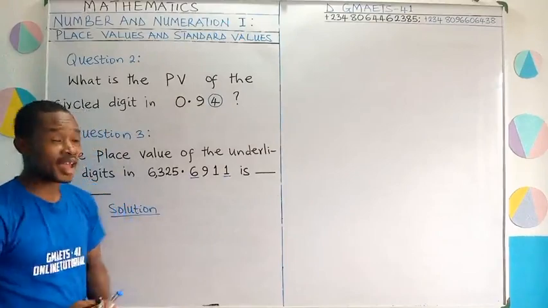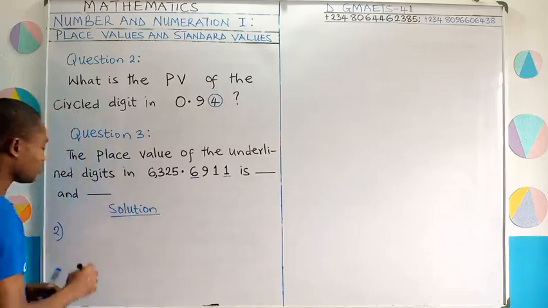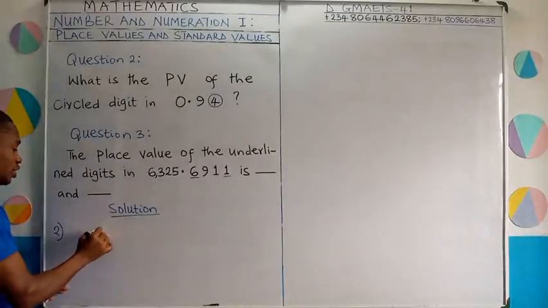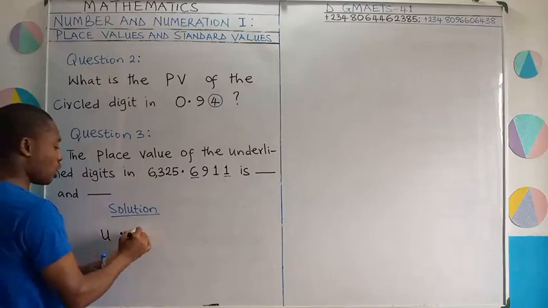But of course, you know I like showing you the working so you understand this even more clearer. Now I'm going to write out the place values for the number we have there. The first is units, then we have our decimal point.